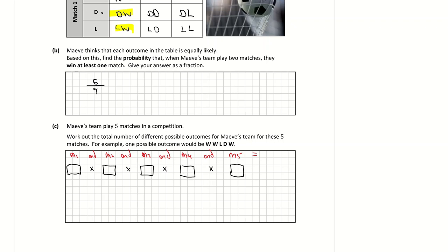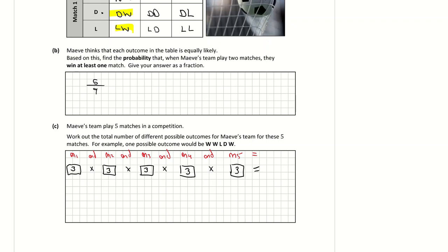If you think about it, the first match, how many different ways can that match finish? It can finish as a draw, a win, or a lose. So there's 3 ways for match 1 to finish. And that's the same for match 2. Match 2 could be a win, lose, or draw. Match 3, a win, lose, or draw. Match 4, win, lose, or draw. Match 5, win, lose, or draw.